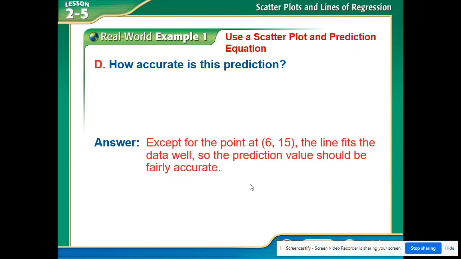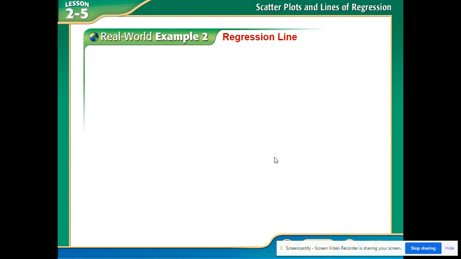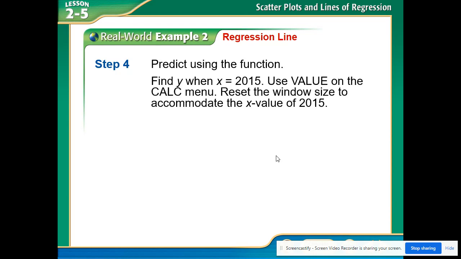How accurate is the prediction? Well, again, we have to look at our R value at that point. And the R value is pretty high up there, and so we would agree that that is a strong correlation.